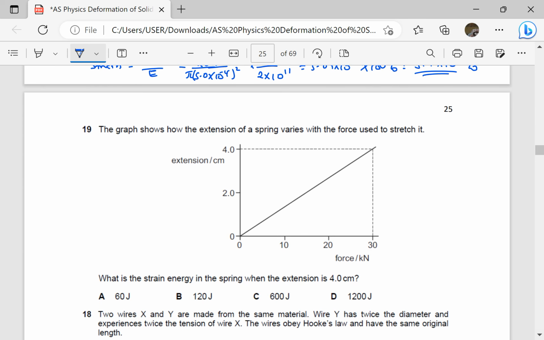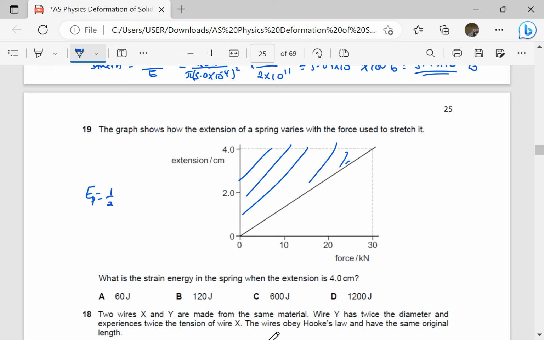The graph shows how the extension of a spring varies with the force used to stretch it. What is the strain energy in the spring when the extension is 4 centimeters? So when the extension is 4 centimeters, what is the strain energy? Of course, strain energy is going to be the area under the graph with the extension axis. So energy is going to be equal to a half.